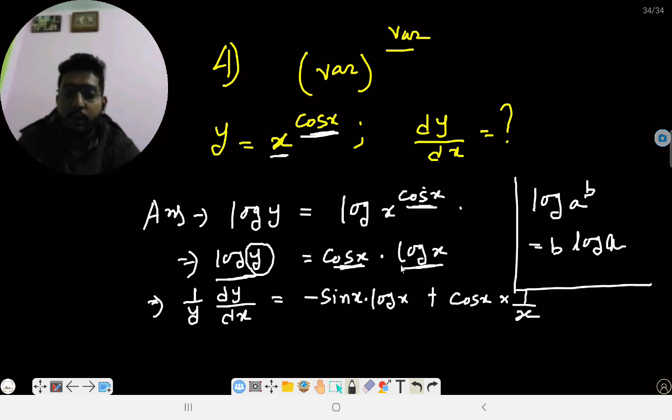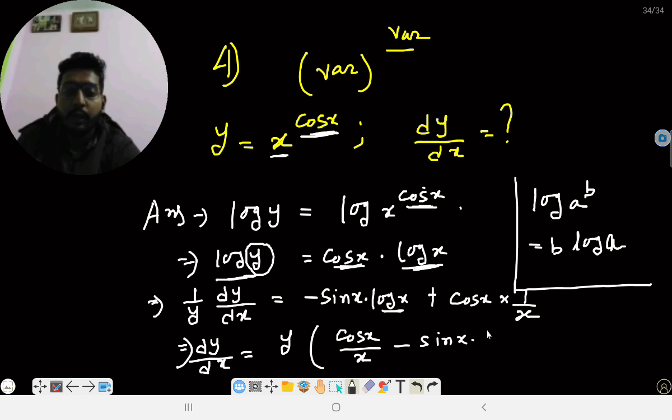Look here, cos x into log x, there are two functions, one is cos x, one is log x. So first, log x is constant, derivative of cos x, that is minus sin x, plus now the opposite one, cos x is constant, derivative of log x, that is 1 by x. Now from here we can write dy/dx, y will go there, that will be y into (cos x by x minus sin x into log x), like this.